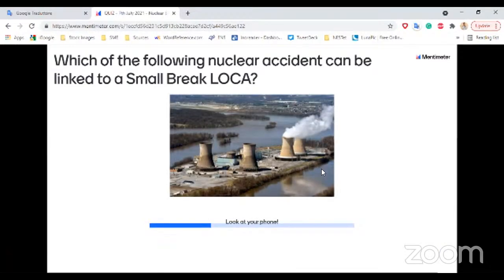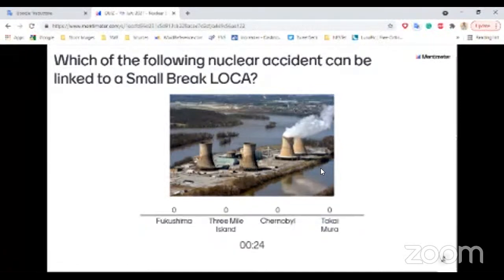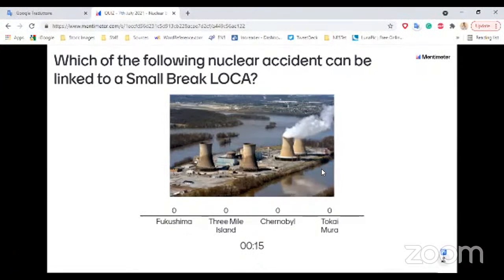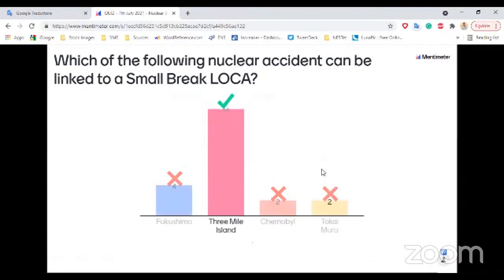Which of the following nuclear accidents can be linked to a small break LOCA? Fukushima, Three Mile Island, Chernobyl, or Tokaimura? Okay, everyone has already voted. And yes, the correct one is Three Mile Island. Congratulations. So let's see the final leaderboard only for today's session.